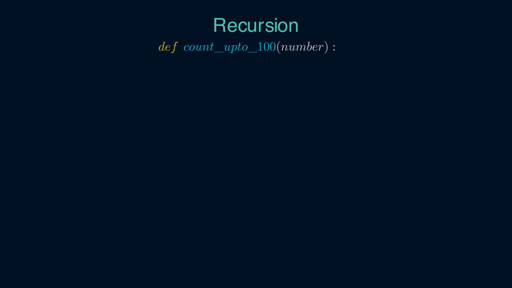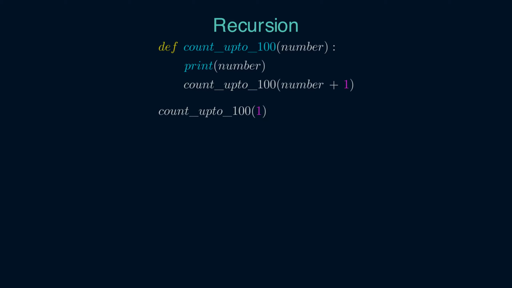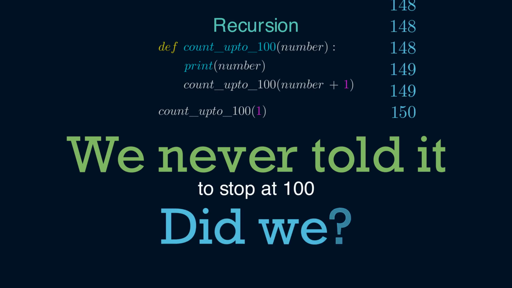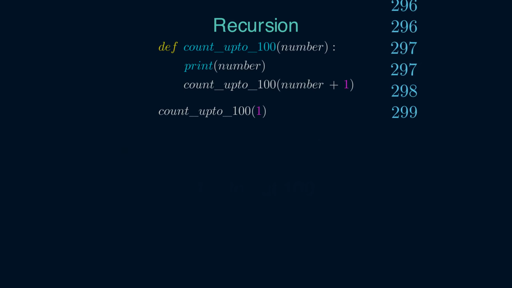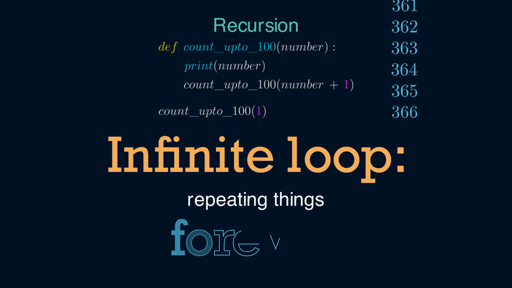First, write a function that prints the given number. Then after that, let the function call itself, this time passing the next number to the call. If you try to run this code, it starts counting as expected. But it doesn't stop at 100. It never stops, in fact. Running forever. That's what an infinite loop is.